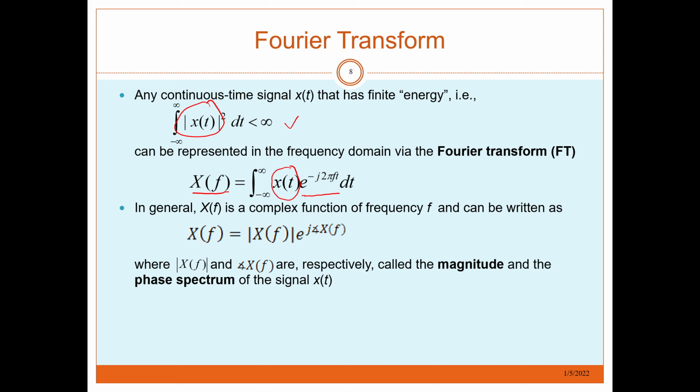Okay, so in general, if we have this function X(f), it will represent the absolute value of this function. That means the amplitude or magnitude, we can call it the same. And also there is a phase here, e to the j phi X(f). Okay, so phi X(f) is the phase spectrum of the signal. Okay, so this is the magnitude or amplitude, and then this one is the phase.